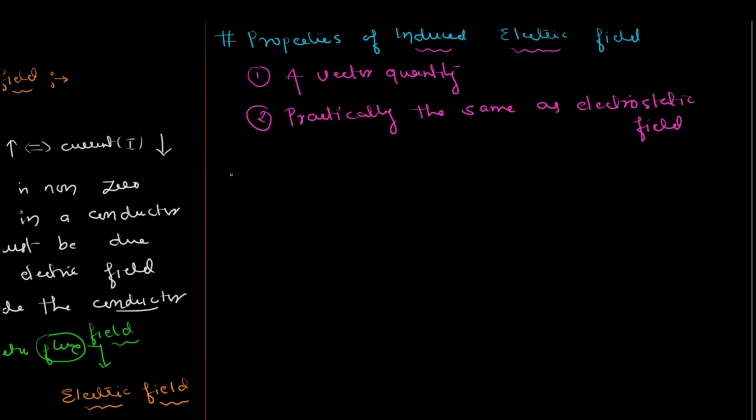Now for the difference, the third point is that, unlike the electrostatic field, the induced electric field can form closed loops. I'm going to write that in bold, capital letters: CAN FORM CLOSED LOOPS.